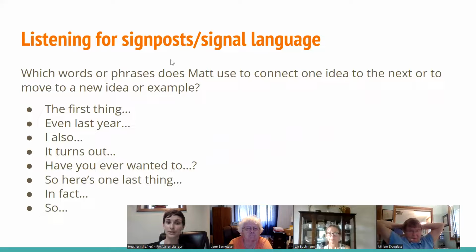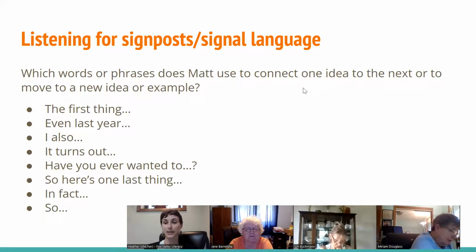An example of listening for signposts or signal language. So you'd play the video again after showing your student the question. Right? So which words or phrases does Matt use to connect one idea to the next or to move to a new idea or example? So you make sure your student understands the question that you're asking and that they understand what these mean.